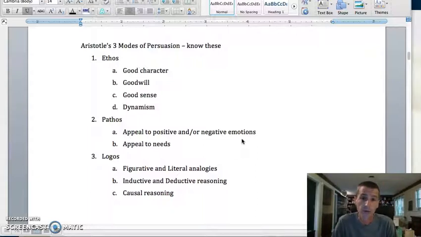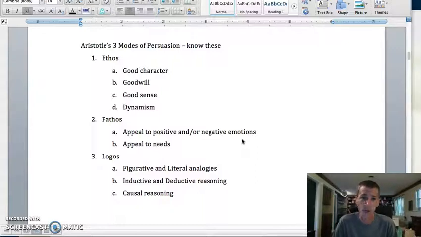Good character is the first. Good character means sticking by your convictions and holding true to your beliefs even if they're not popular. Goodwill means finding common ground with your audience. Good sense means using intelligence and sound reasoning. And dynamism is using energy and enthusiasm in your delivery.